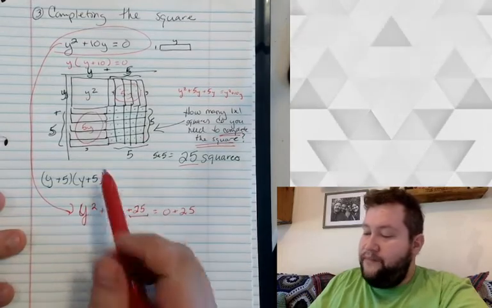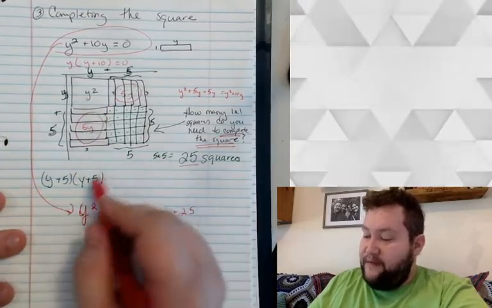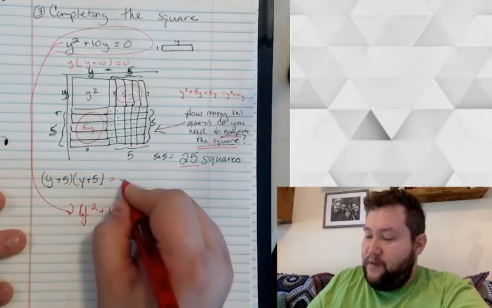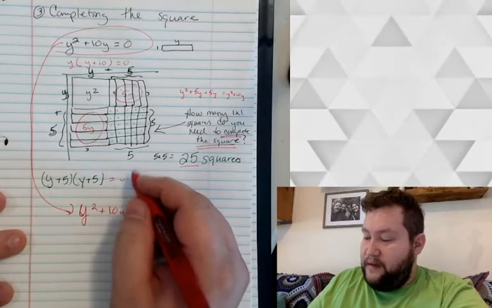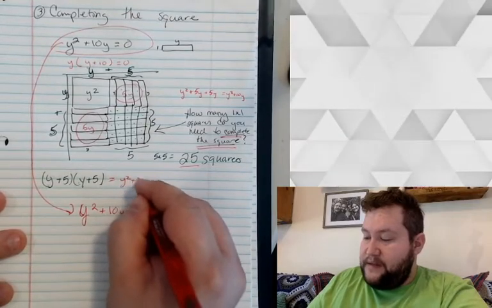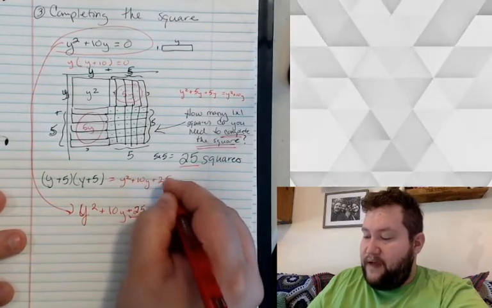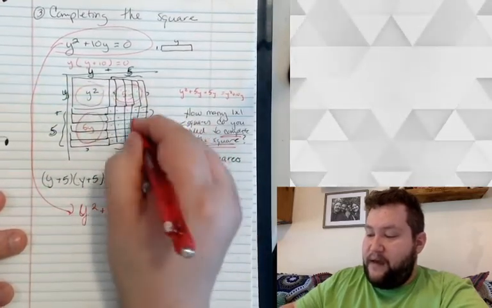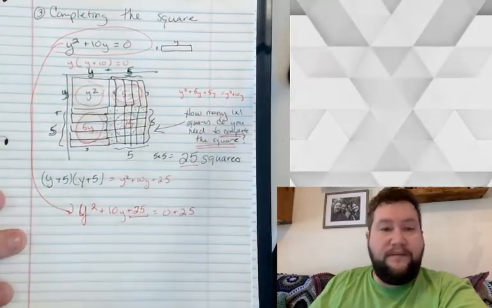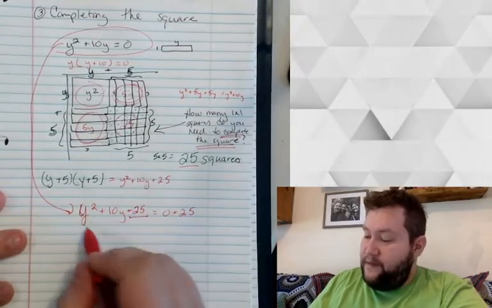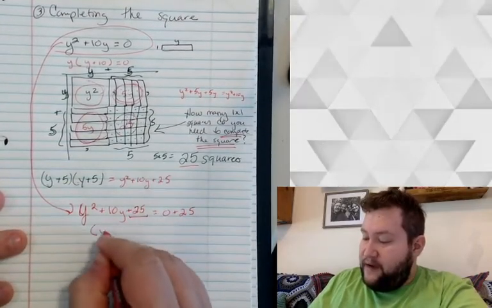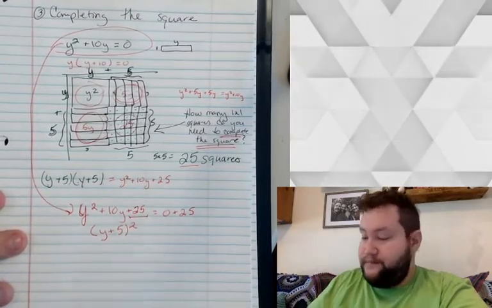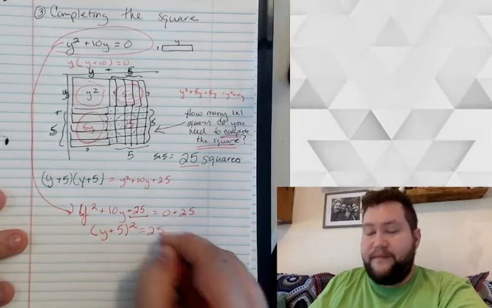But now, I just convinced myself that y plus 5 times y plus 5 equals y squared plus 10y plus 25, because we had a y squared, a 5y, a 5y, and a 25. So this I can factor as y plus 5 squared equals 25.